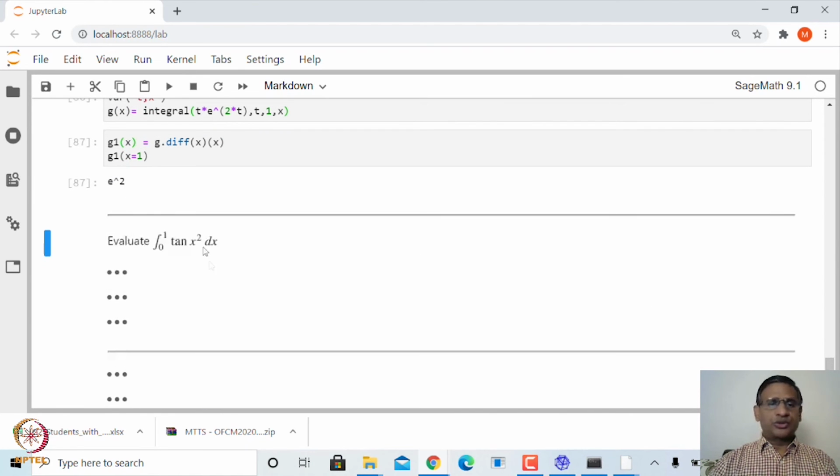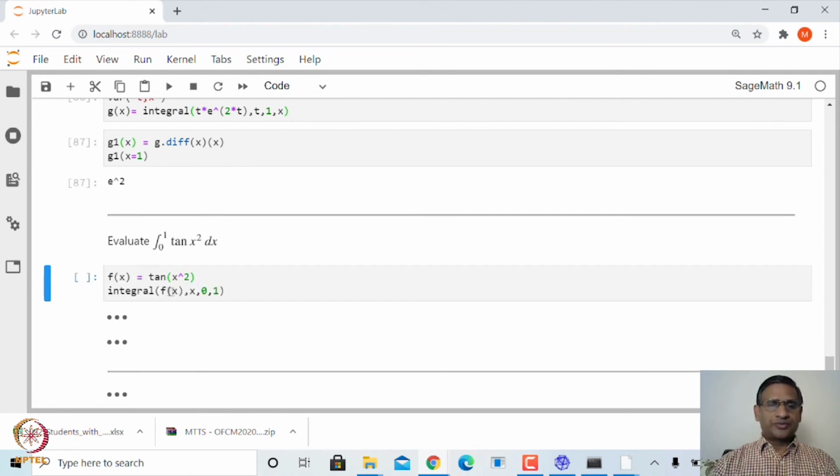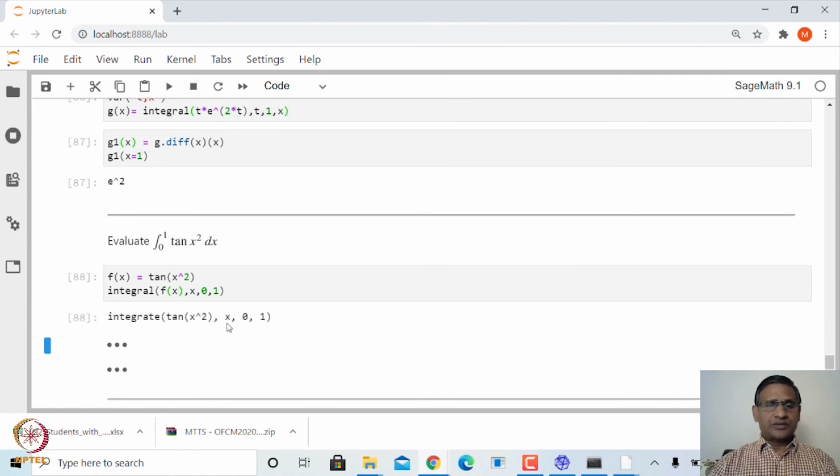Now, suppose you need to compute, for example, the integral of tan x square from 0 to 1. Again, you can find this integral using the integral command, but in this case you see that this does not give you the integral, it simply returns whatever you have written.